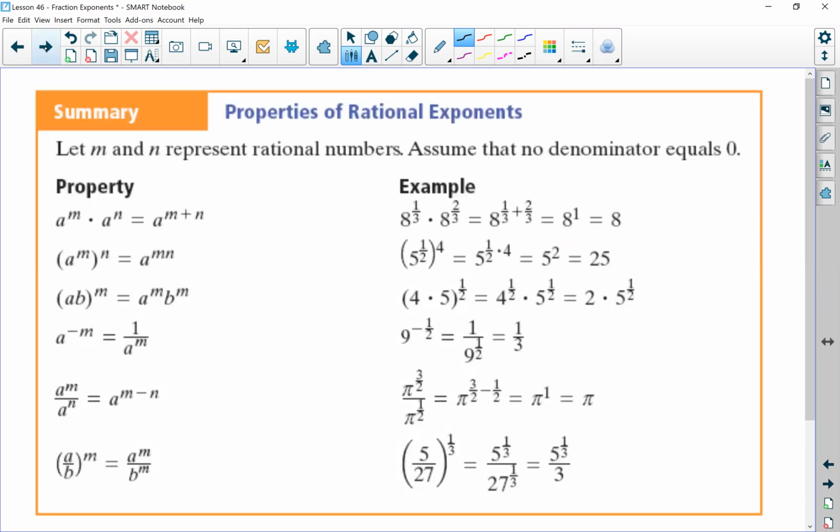The properties that we used for simplifying exponential expressions are still true. They still work. Again, here is a listing of them, a summary. If you need, pause the video and you can copy those down.